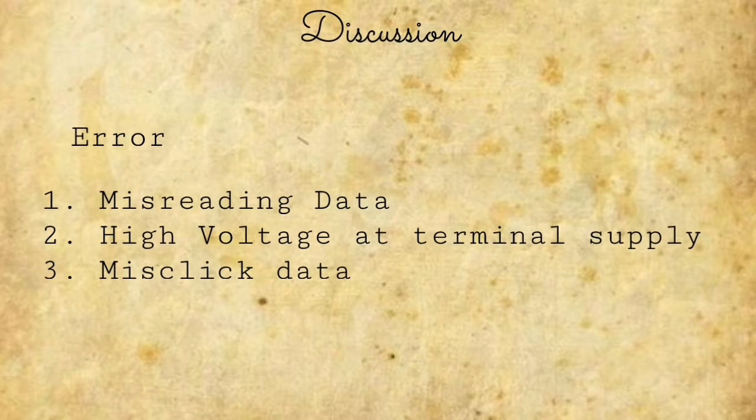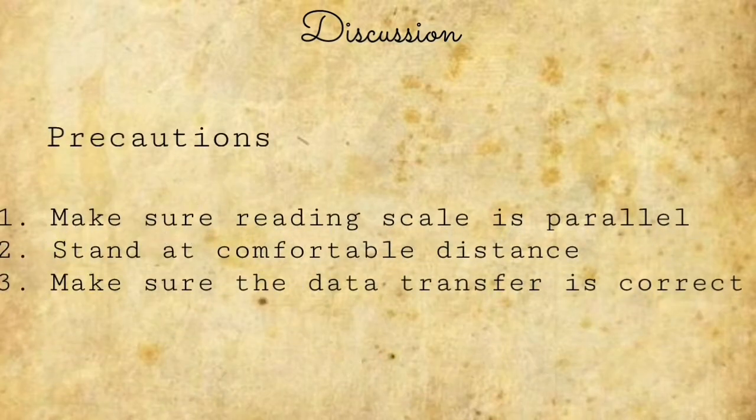The precautions that we can take to avoid or lower the errors are: make sure the reading scale is parallel to the object we conduct, to take the exact value of the experiment. We also can stand at a comfortable distance away from the balance when taking measurements. We also can make sure that we transfer the correct data onto the scale of the table when we plot the graph.